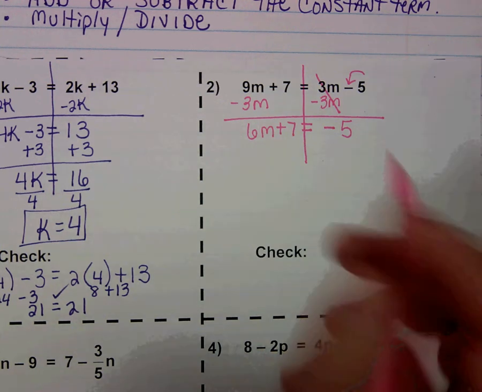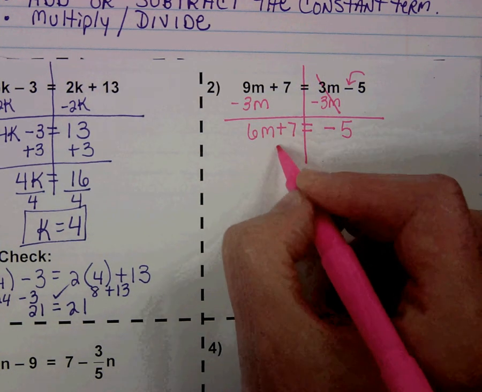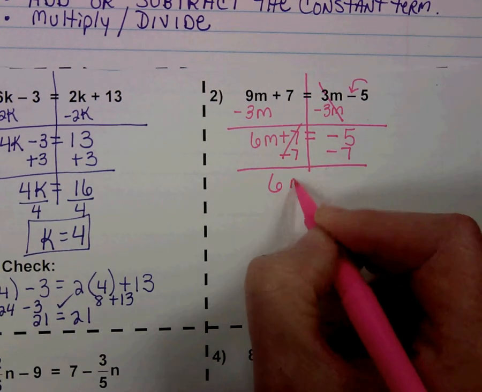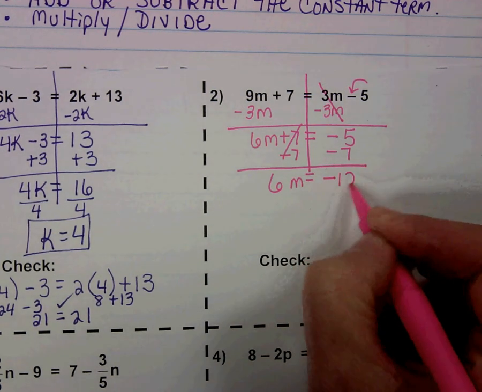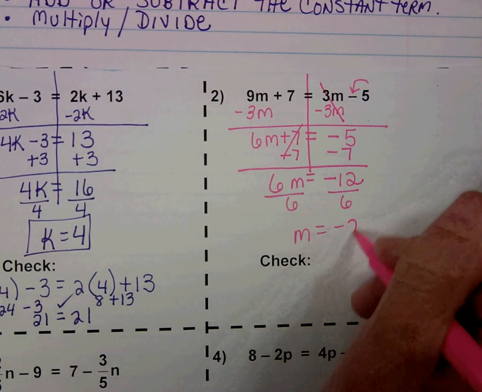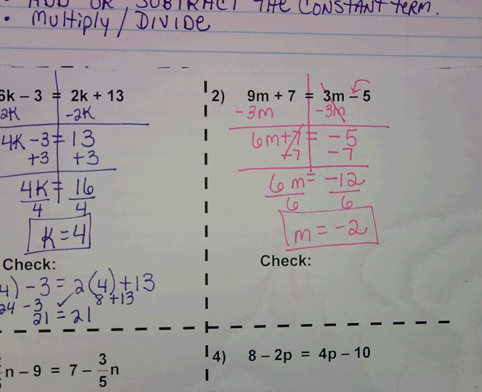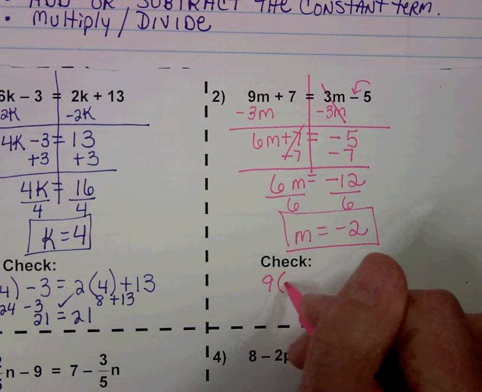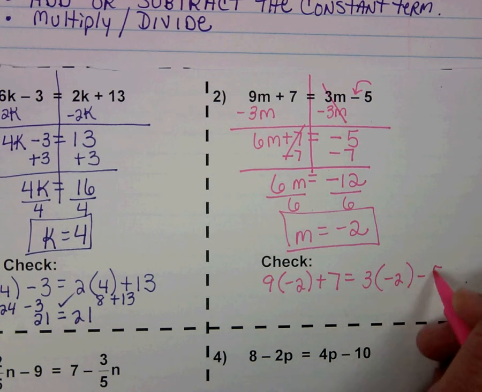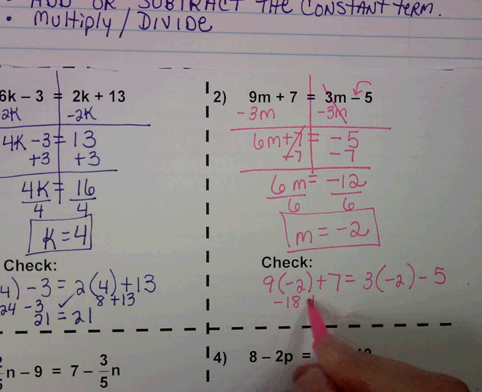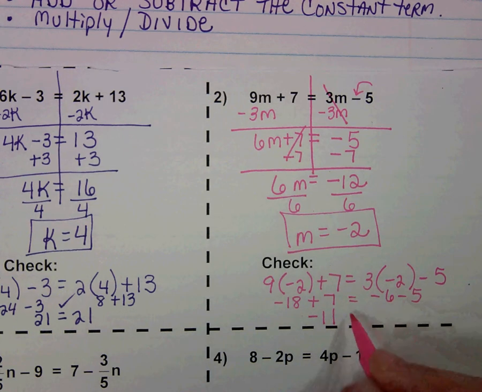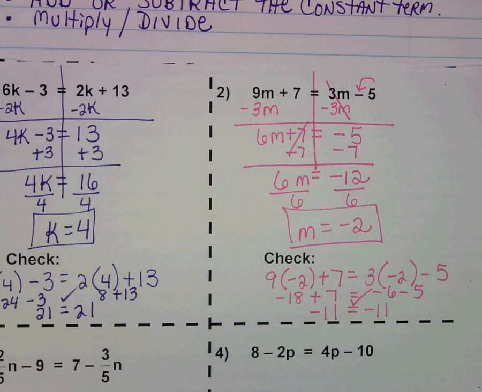And now we just add or subtract our constant. This is a positive 7, so minus 7. Be really careful with your integer rules here. This is going to be negative 12. And then we simply divide by 6, and we get m equals negative 2. And so again, to check our solution, we can plug in negative 2 everywhere we see an m and see if it really does make our equation true. This would be negative 18 plus 7, which is negative 11. This would be negative 6 minus 5, which is also negative 11. So we're good again.